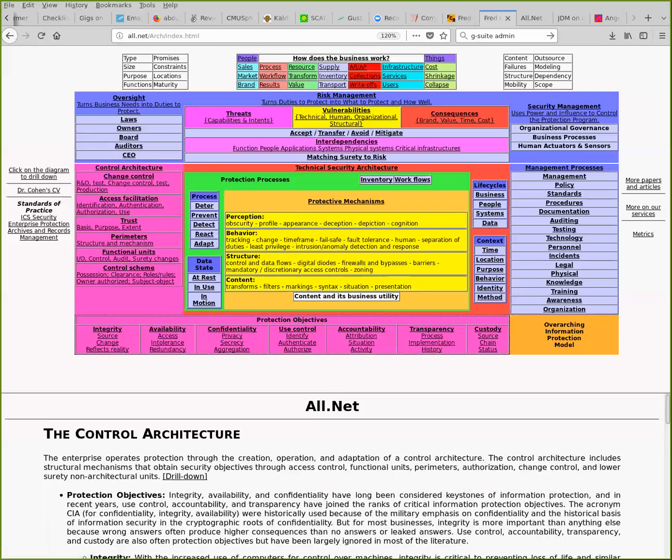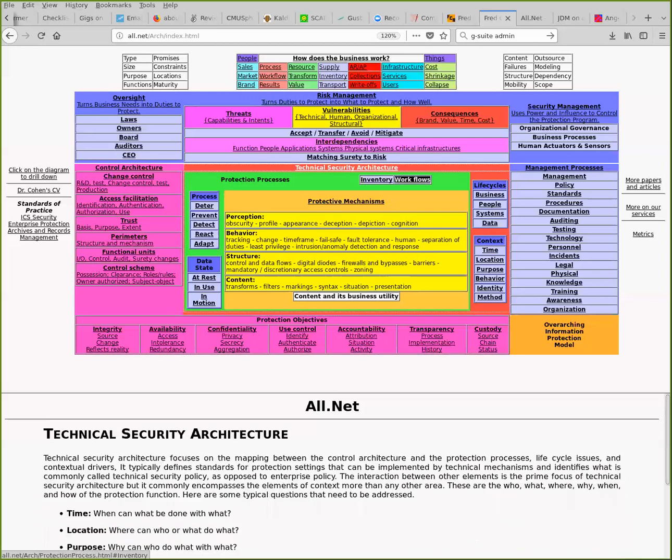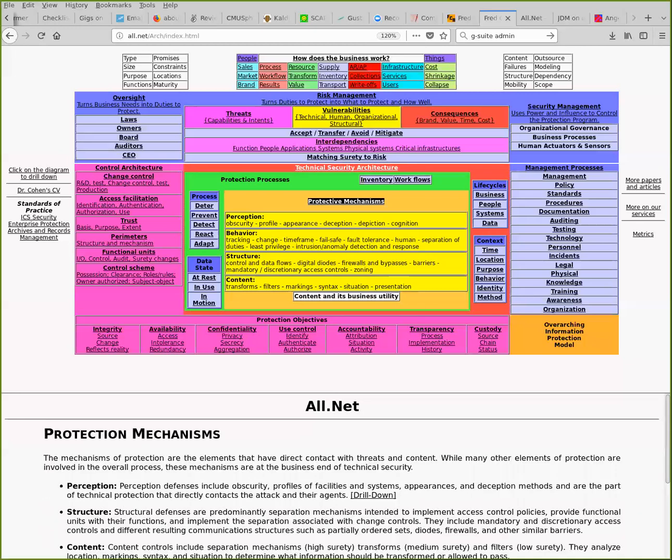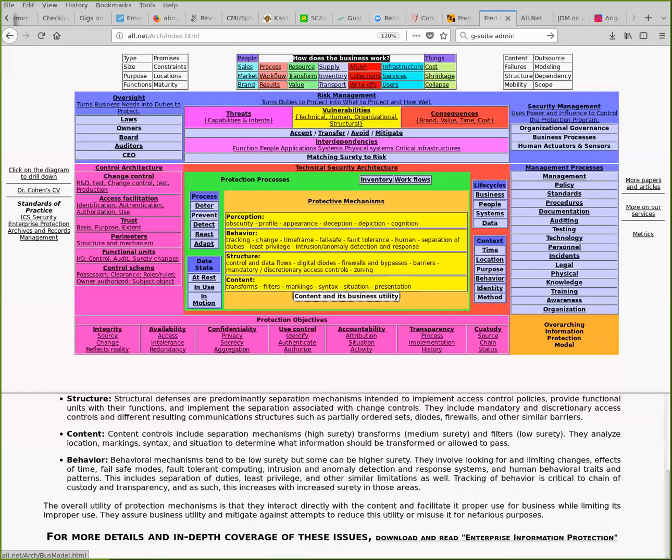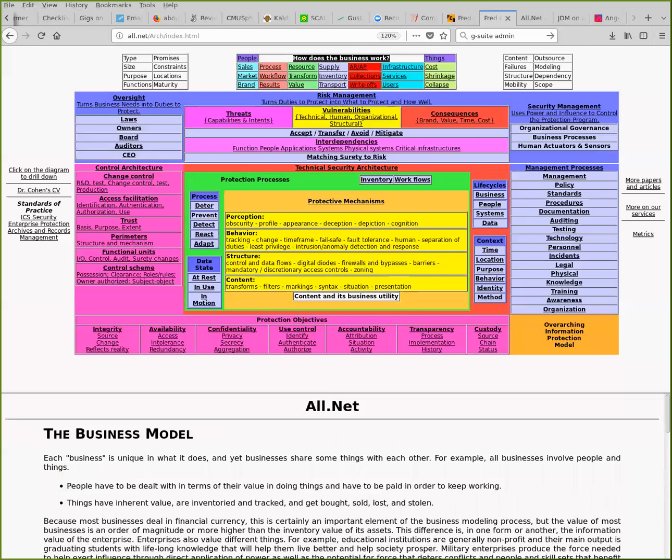And the protection objectives are part of the control architecture, which is, we'll call it a meta level, in turning what management wants to do and what people assert they're going to do into technical mechanisms. The technical security architecture deals with things like the protection process, deter, prevent, and so forth, the data state, life cycles, content, and then there's actual protective mechanisms that interact with the content and its business utility, basically to assure that the way this business works, it continues to work. So the object of information protection or cybersecurity from a standpoint of a business is to make sure the business continues to work up to its potential.